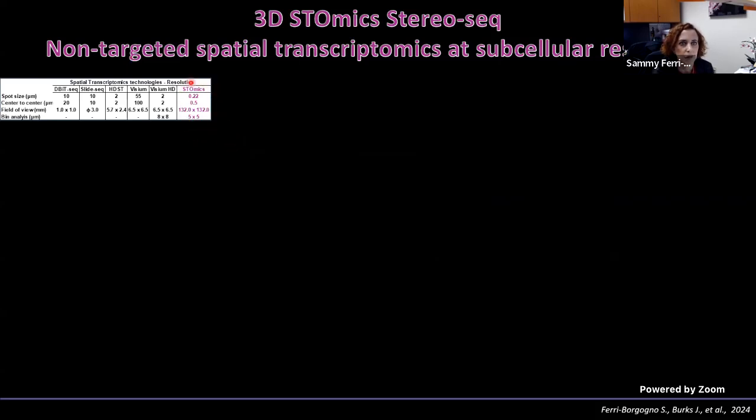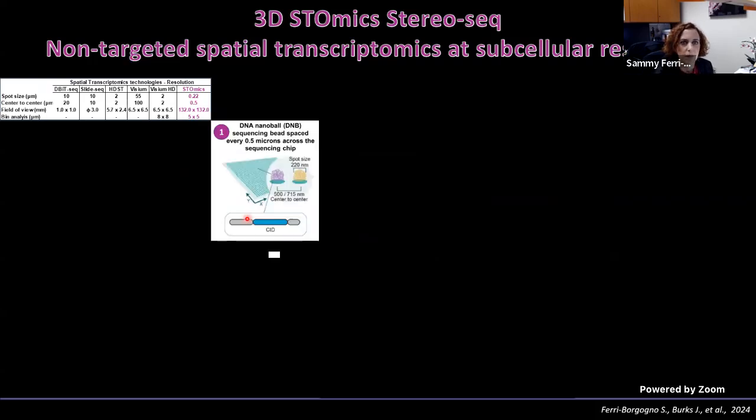As you can see, for Stomics, there is a spot size of 0.22 microns, and the space from the center of one spot to the center of the next spot is 0.5 microns. While for all the other technologies, the dimension of the spots is a lot bigger, with the smallest one being 10-fold bigger. This is mainly the reason why we utilized this technology, because it seems to be the only one with true subcellular resolution.